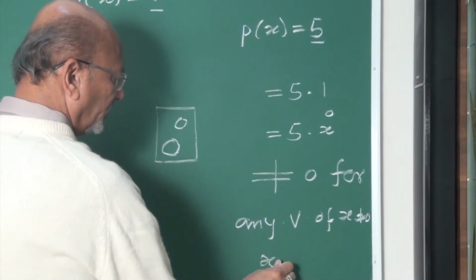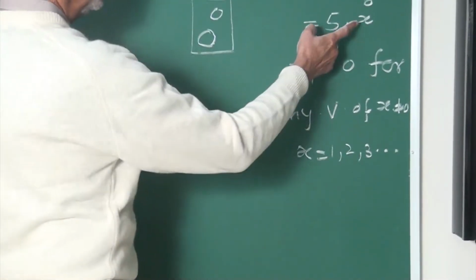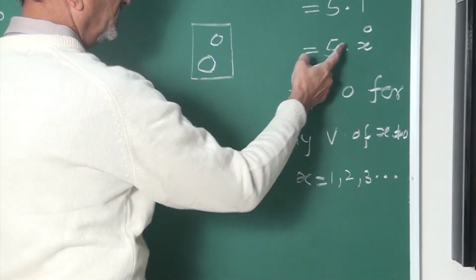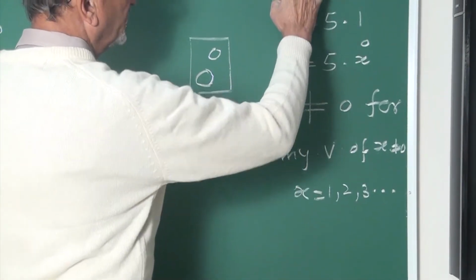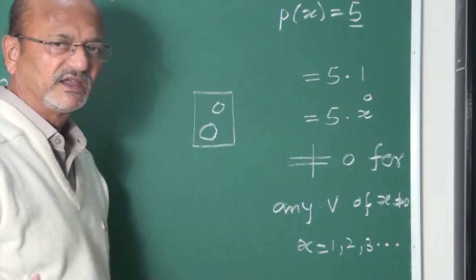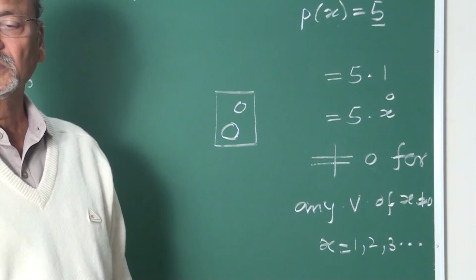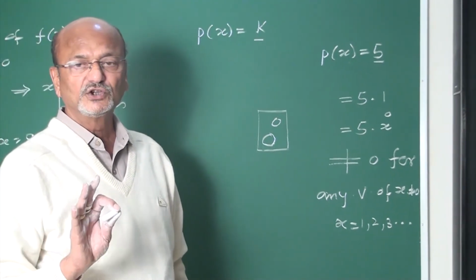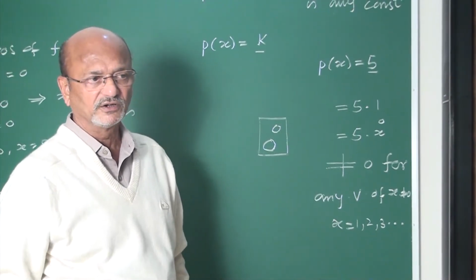Then what are the values of x? You can put any values other than 0. If x is 1, it is 5. If x is 2, it is 5. If x is 3, it is 5. It never becomes 0. When it never becomes 0, p(x) is not equal to 0. When p(x) is not equal to 0, we have to say that for the constant polynomial, its zero does not exist, or the zero of a constant polynomial is not defined.